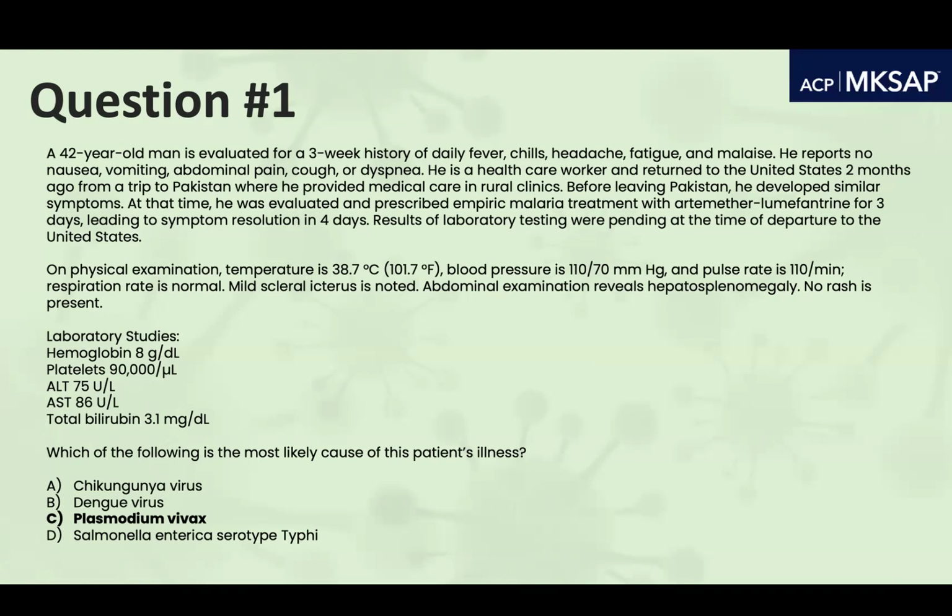And lastly, salmonella is also incorrect. That causes enteric or typhoid fever. Patients have high fever, chills, abdominal pain, nausea, and vomiting. Occasionally they will have a rash with blanching, salmon-colored macules. This patient has hemolytic anemia, which is not a typical presentation for typhoid fever. And this patient also doesn't have any GI symptoms.